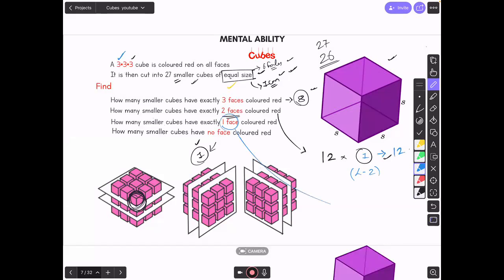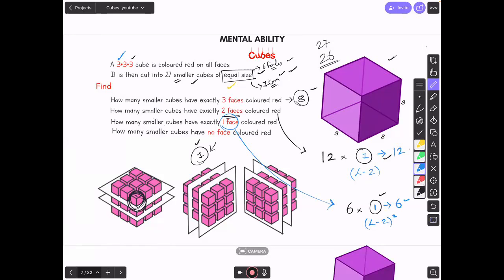One face colored red, where do you get it? You always get it on the face. 6 such faces. The question is how many per face? Okay, that is (length of the edge minus 2) squared. So 3 minus 2, 1. 1 squared is 1. 6 into 1, answer is 6.